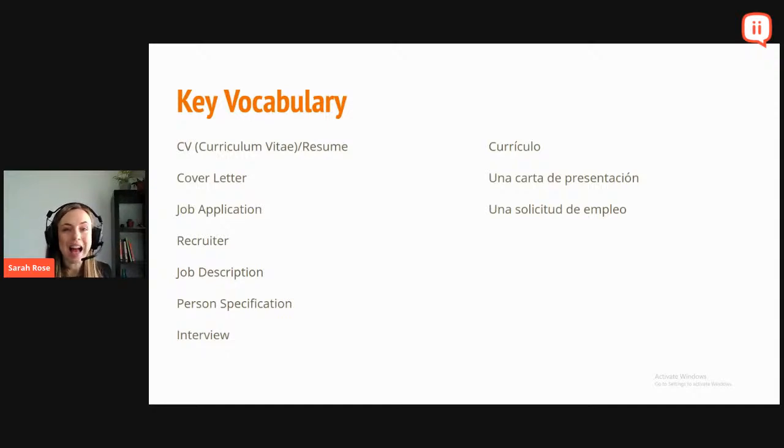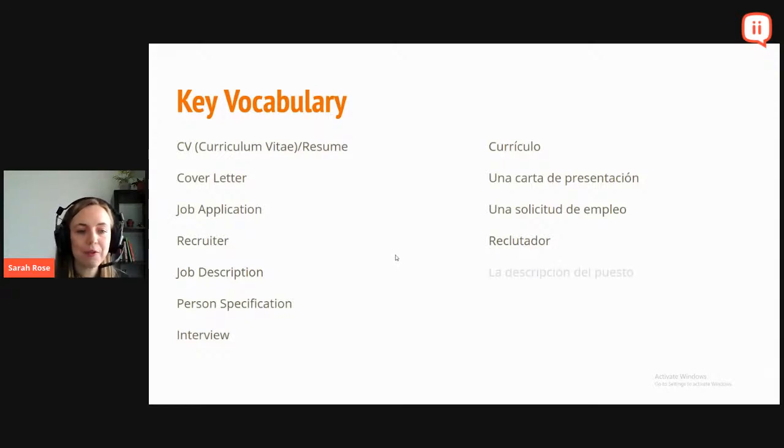Although nowadays, especially in the UK, we are seeing more and more job application forms instead of a CV and cover letter, because it's a more fair process of recruitment. In that process with a form, it's more equal for everybody who applies. So often we see that.